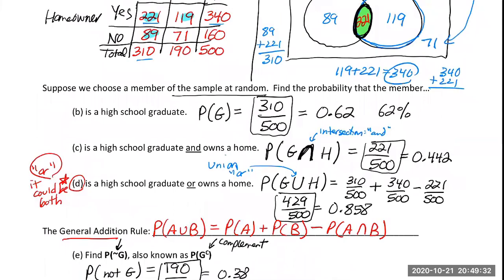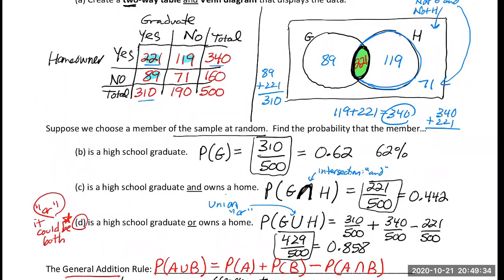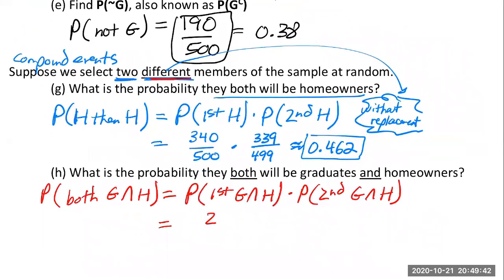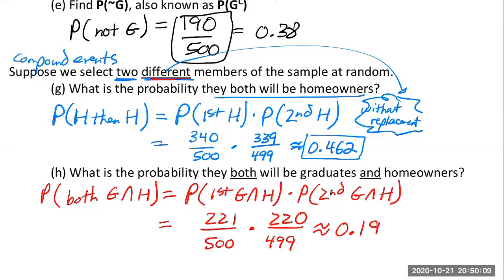So coming up here, graduate and homeowner, that was the yes and the yes. So that's the green overlap we have at the top there in the Venn diagram, 221. So we have 221 over 500. And then you want another one, but it has to be a different person. Without replacement, you got one less person, 499, and you got 220. Multiplying that, you get 221 divided by 500 times 220 divided by 499. And I got this answer roughly 0.195.